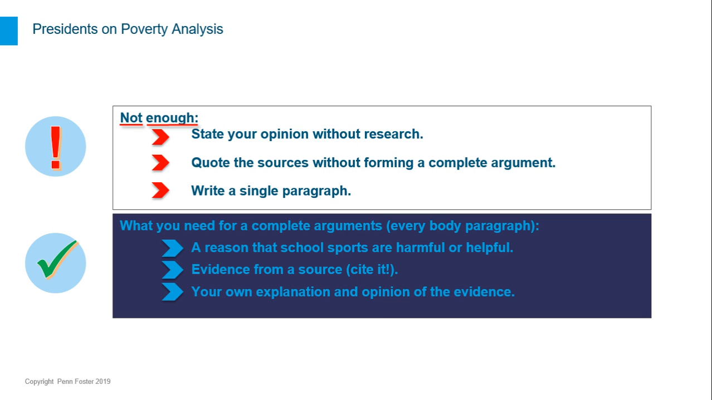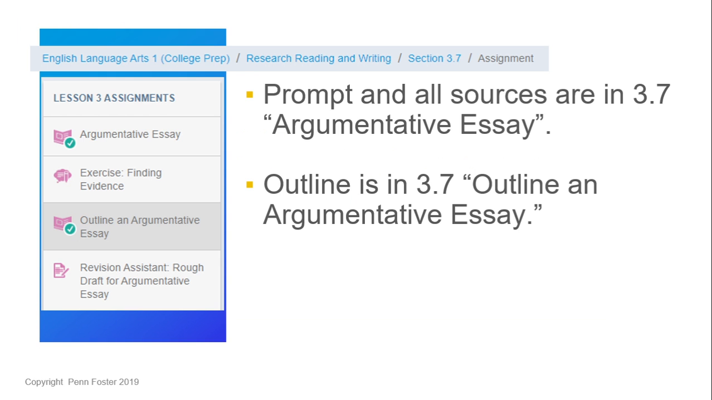What you will need to do for each argument is state a reason that school sports are harmful or helpful, give cited evidence from the sources provided in your lesson, and then give your own explanation and opinion of that evidence. You will need to look in 3.7 Argumentative Essay for the prompt and all of the sources. 3.7 Outline has an outline that you can follow to guide you.